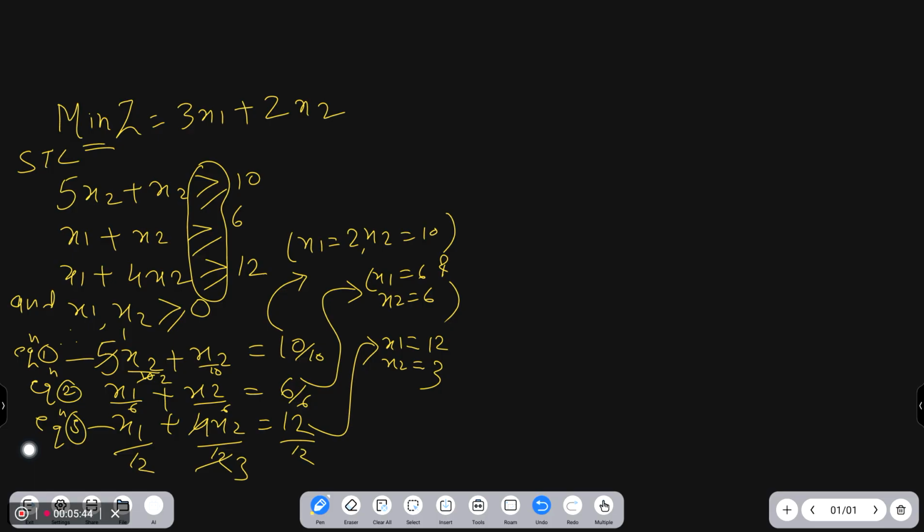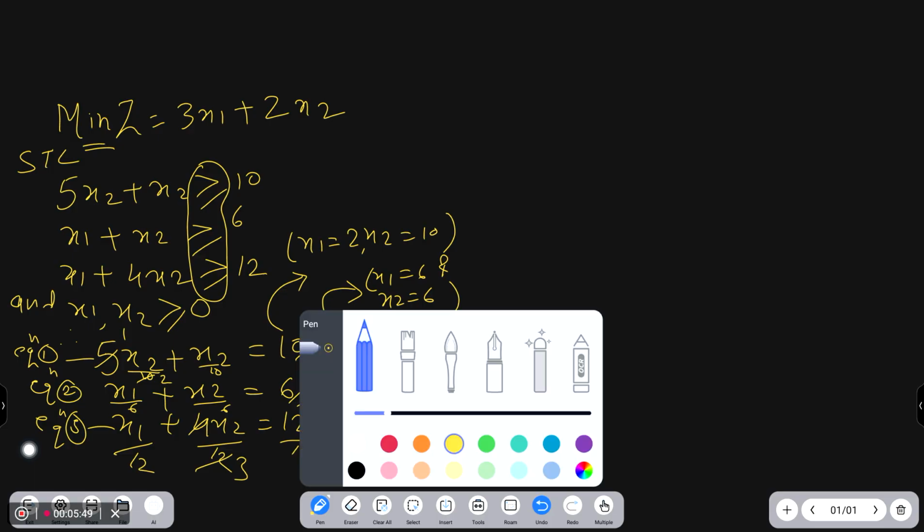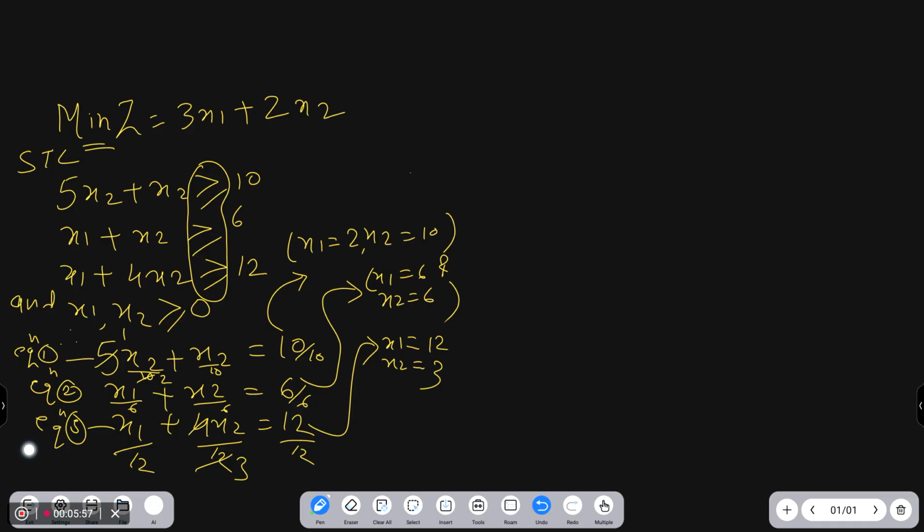How many equations are here? Three equations are here. After that, using a scale, you have to plot the graph. What unit will we take into consideration? We will take the same.